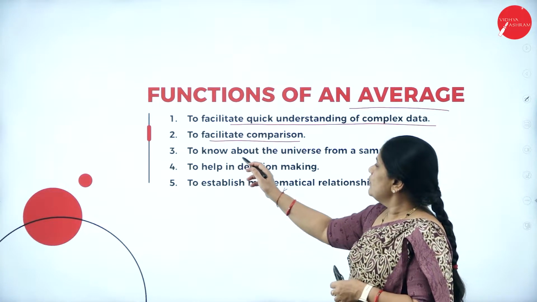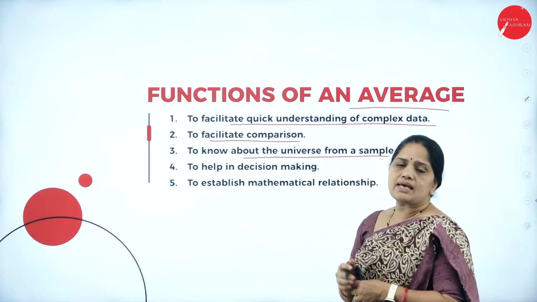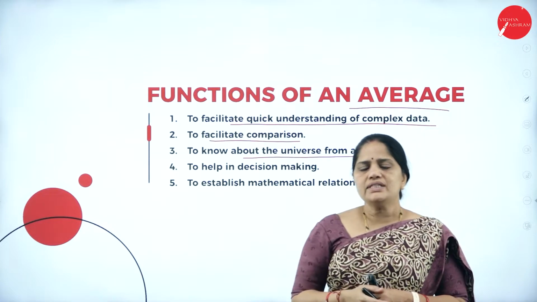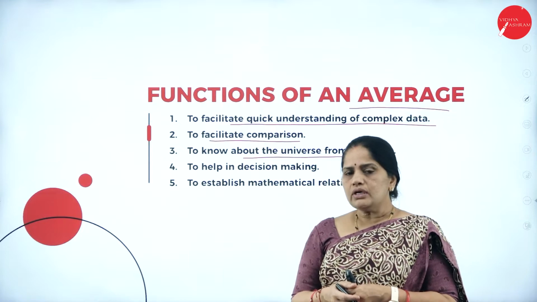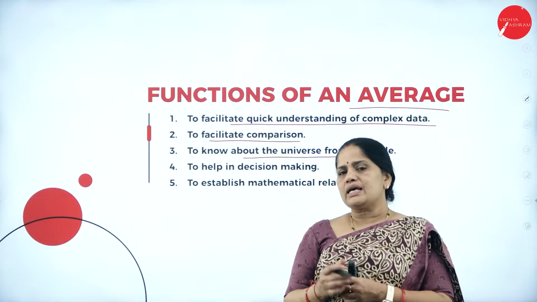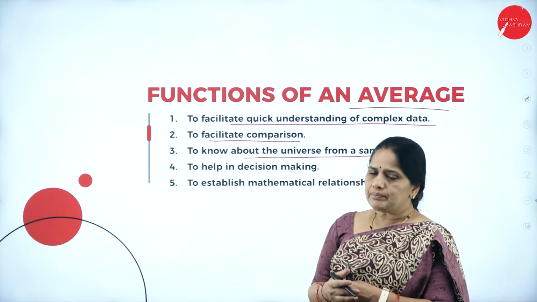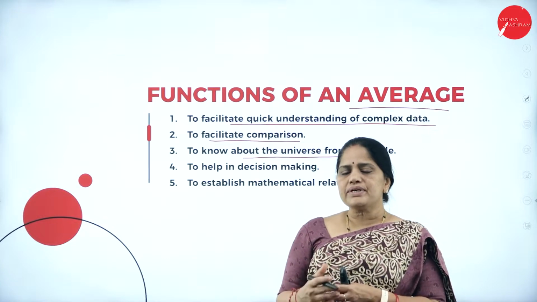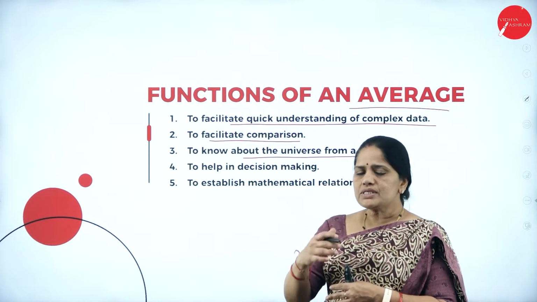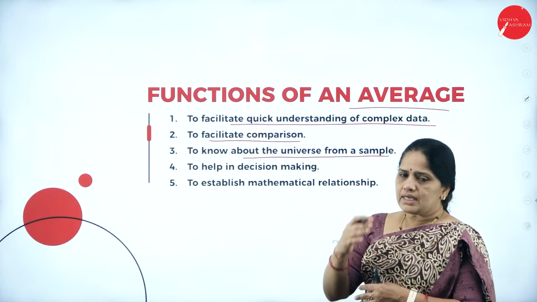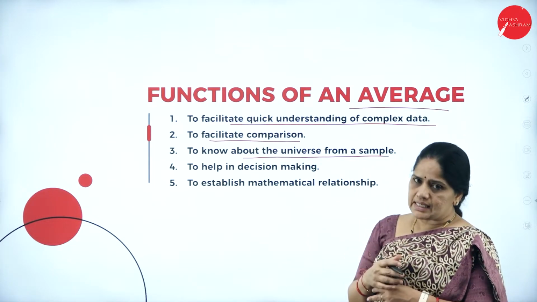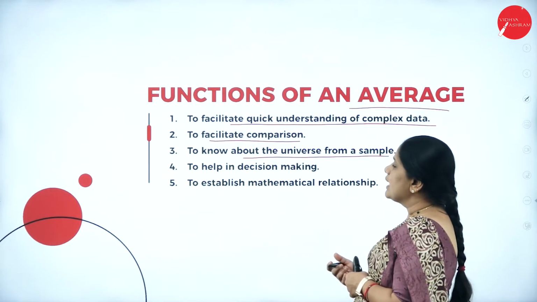Then, to know about the universe from a sample. The averages are a representation of the universe. In other words, if a student has scored 90%, that means that this 90% has been derived from his score of all the 6 subjects. So, there is a representation of all the 6 subjects in this 90%, which is called the average.